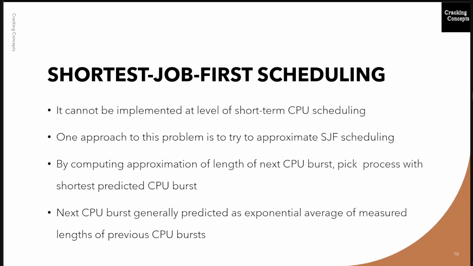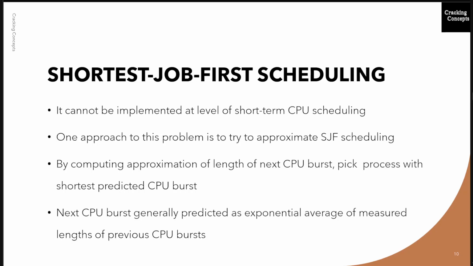Although the SJF algorithm is optimal, it cannot be implemented at the level of short-term CPU scheduling. With short-term scheduling, there is no way to know the length of the next CPU burst. One approach to this problem is to try to approximate SJF scheduling. We may not know the length of the next CPU burst, but we may be able to predict its value.